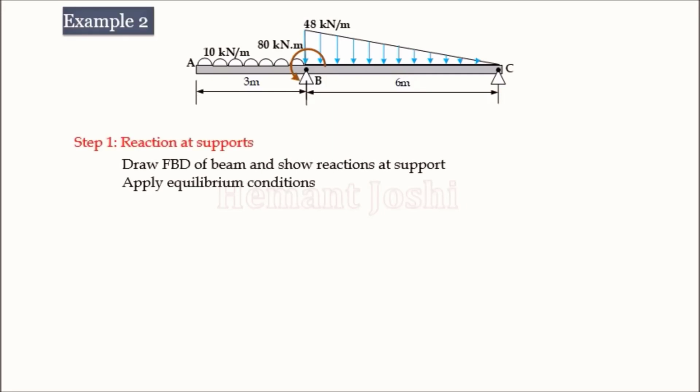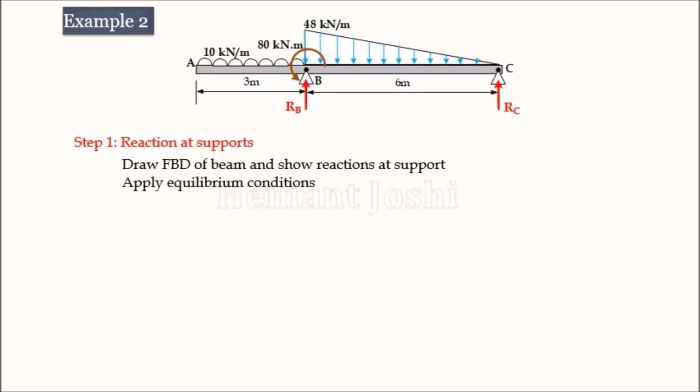So draw the FBD, that means I am showing reactions at B and C. As there is no horizontal load, there is no horizontal reaction at all. Even if it were present, we would not care about the horizontal, because horizontal is nothing but axial effect, and that axial effect we are not considering in our shear force and bending moment diagram.